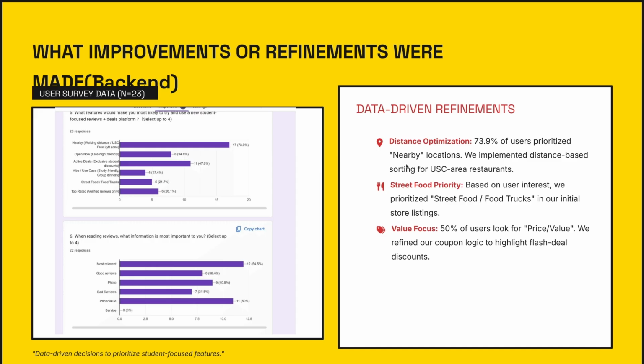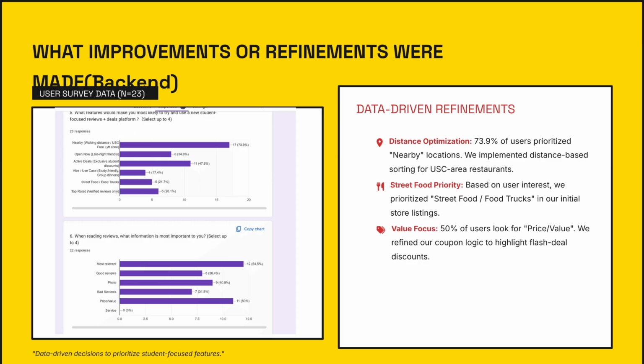So let's talk about the backend first. After we got a survey from the survey team, we first found three problems. First, our location for demo 1.0 was for the whole LA metropolitan area. However, we need to focus on USC as we see in the data. We found 73.9% of users prioritize nearby locations. We implemented distance-based sorting for USC area restaurants, like 1 mile, 5 miles, or 10 miles close to USC.